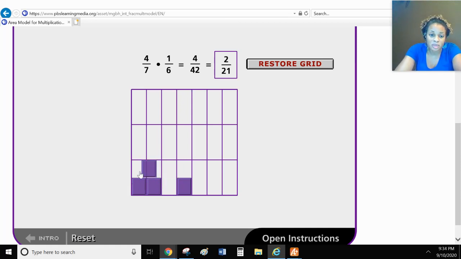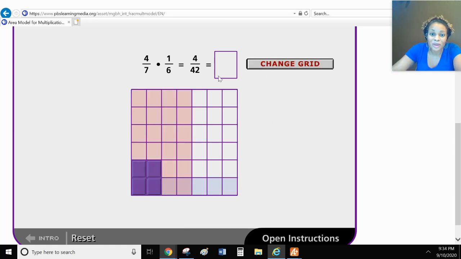boxes would be shaded. Oh, I can move them. See, stuff that you learn. I could have been doing that. How cool is that? All right, so 2 out of 21 would be shaded. Yay. Okay, now that I know how to do this, I want to go back and do it to another one.